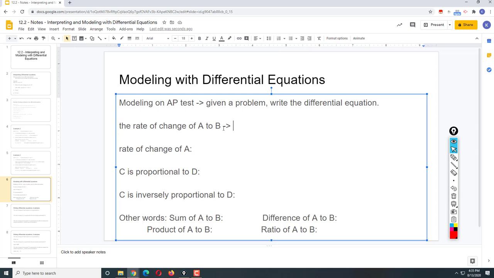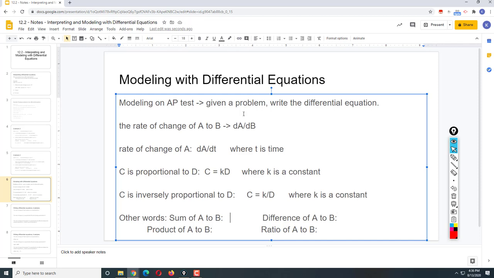So how does the English turn to math? When we say the rate of change of A with respect to B, that's really just dA over dB. When we talk about how fast A is changing, we're implying time, so dA over dt, where t is time. If C is proportional to D, we can write C equals kD, where k is a constant. If C is inversely proportional to D, we can write C equals k over D, where k is a constant.